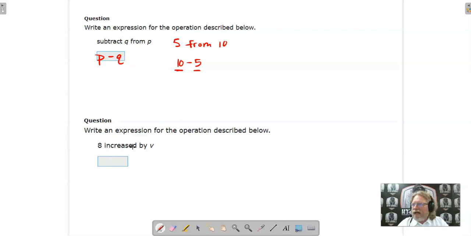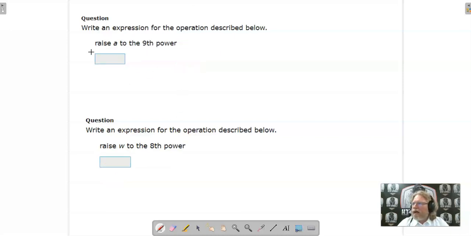On the next one, 8 increased by V. Well, increased by means we're adding something to it, right? So what are we starting with? We're starting with 8. Increase means to add, addition. And what are we adding? We're adding V, so 8 plus V. Now you could put V plus 8, and I believe that it would still give you the correct answer.